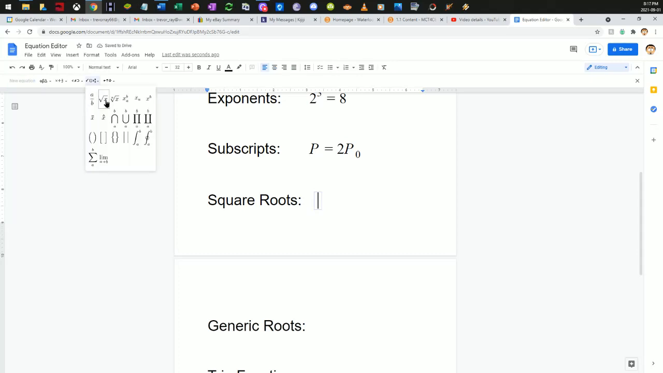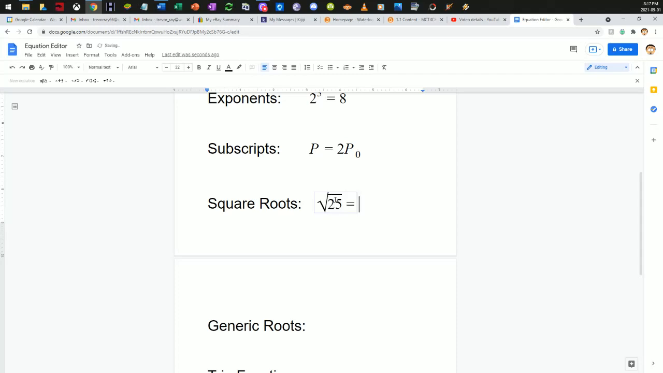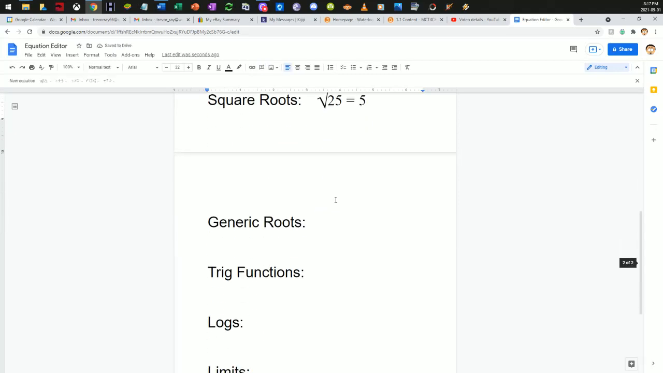Now this one I really am not a fan of. It makes it look like a check mark and then just puts a line across the top. They don't really line up properly. So square root 25 equals 5. And likewise, you can do a generic root.